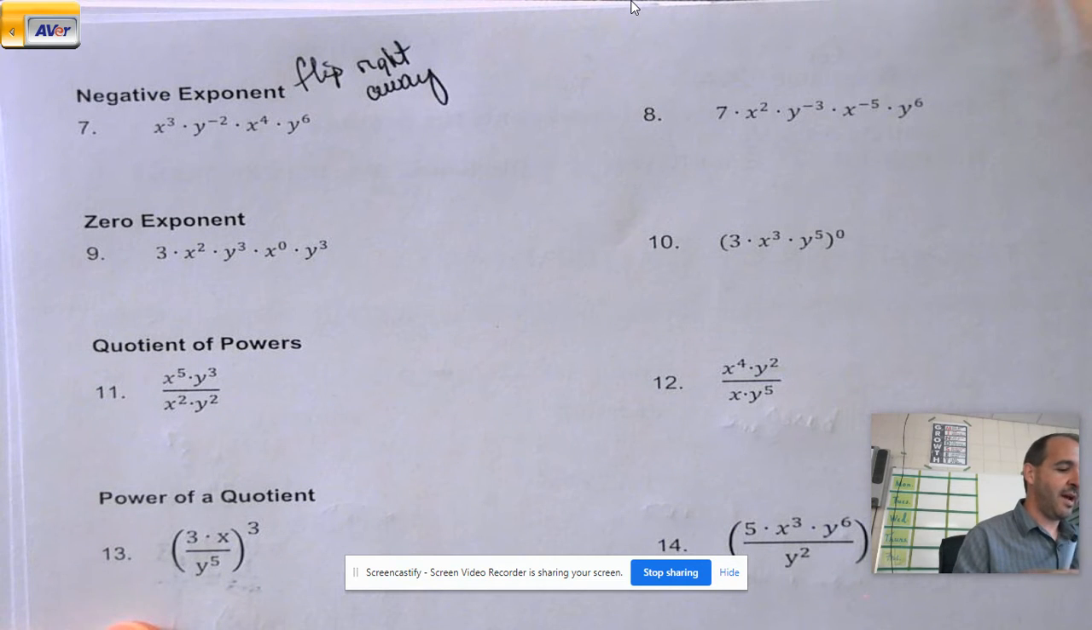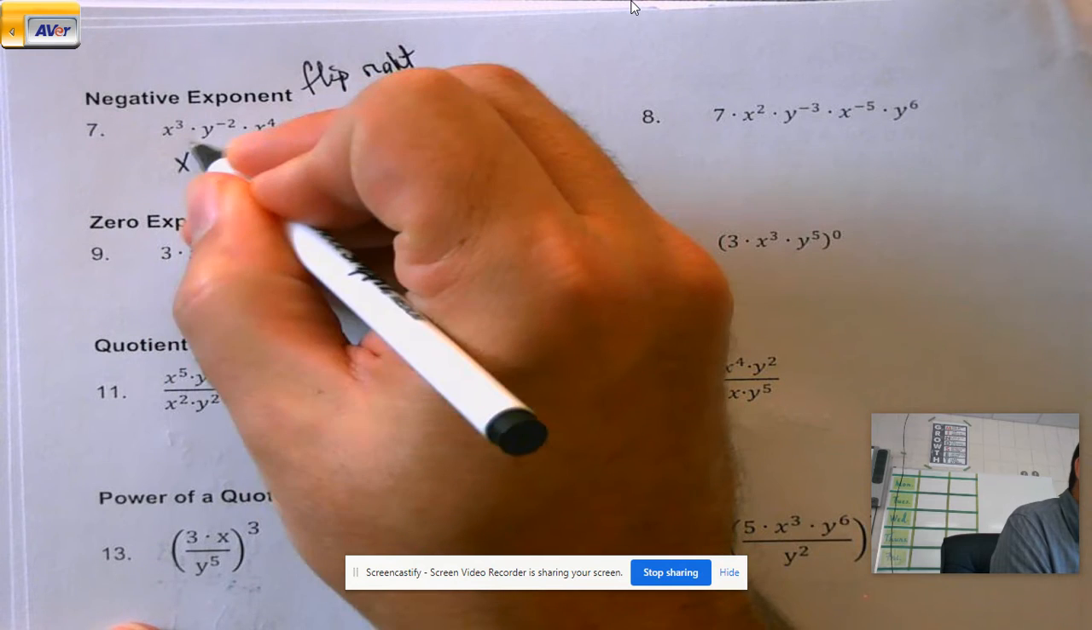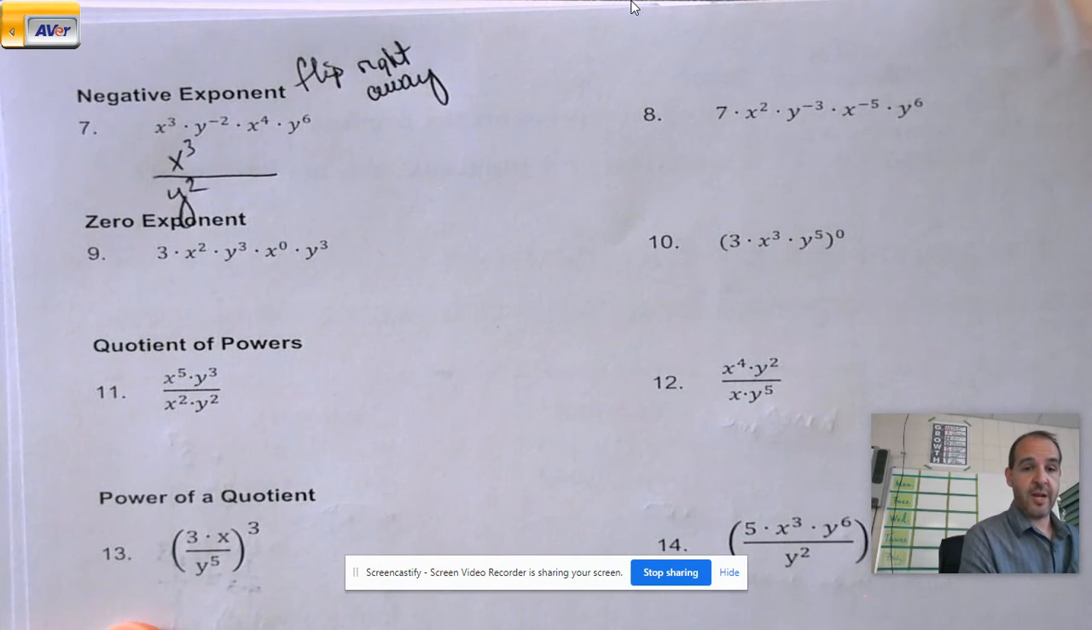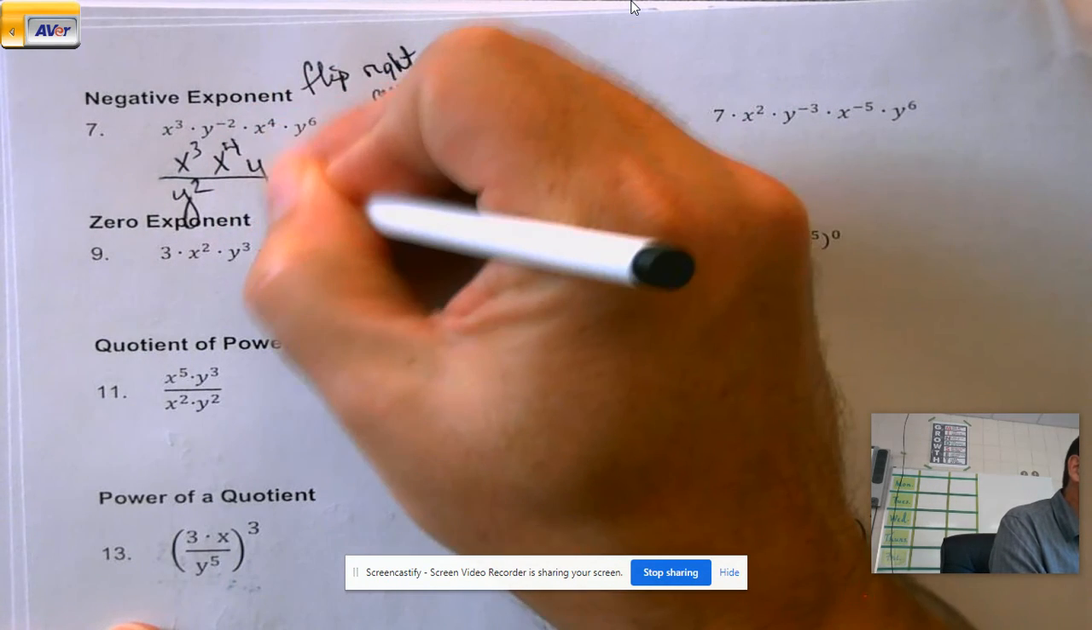So some of you are going to say, okay, so if we do the flip right away, x to the third is positive, y to the negative second is negative. So I'm going to flip it down to the denominator. X to the fourth is positive, y to the sixth is positive.